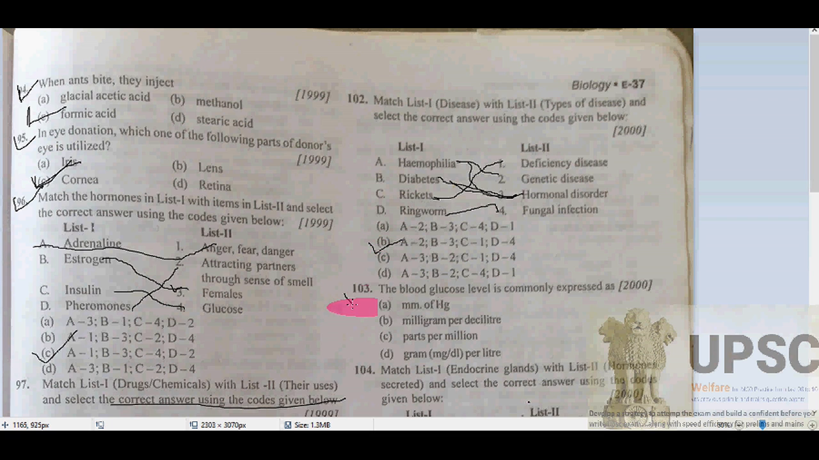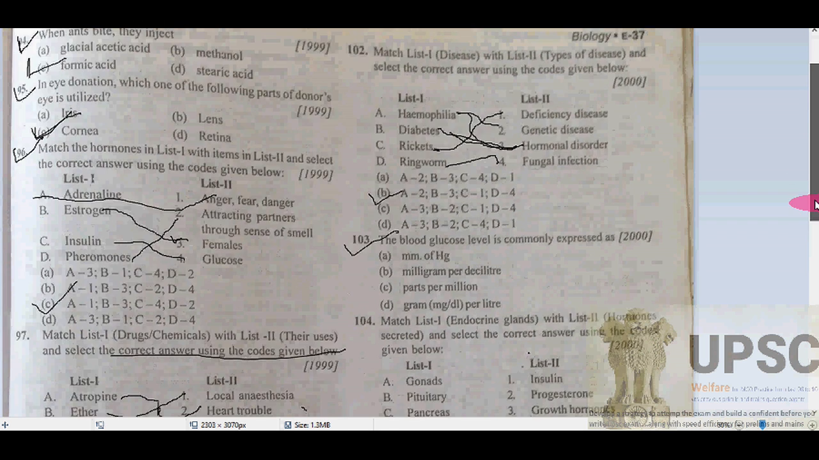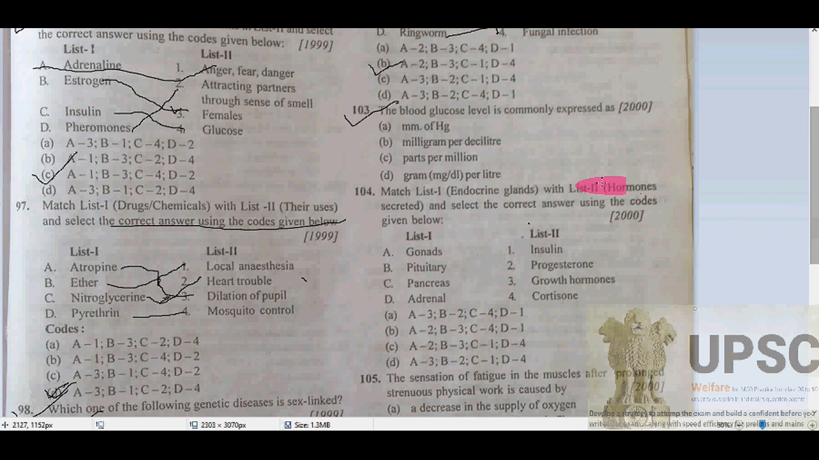Now, 103 number. The blood glucose level is commonly expressed as milligram per day. So the 103 answer is going to be B.